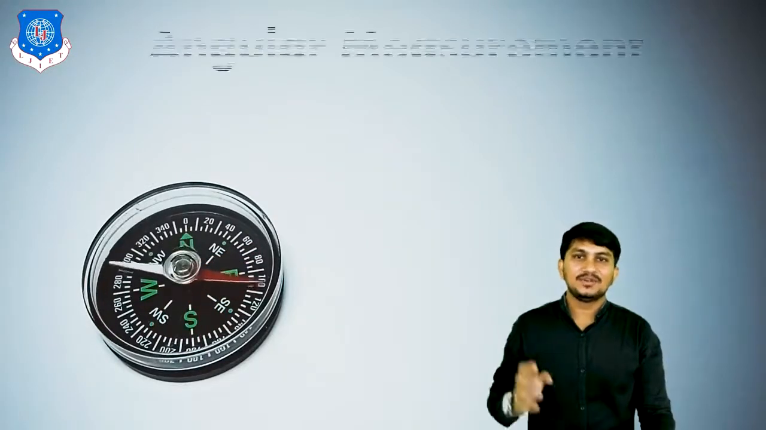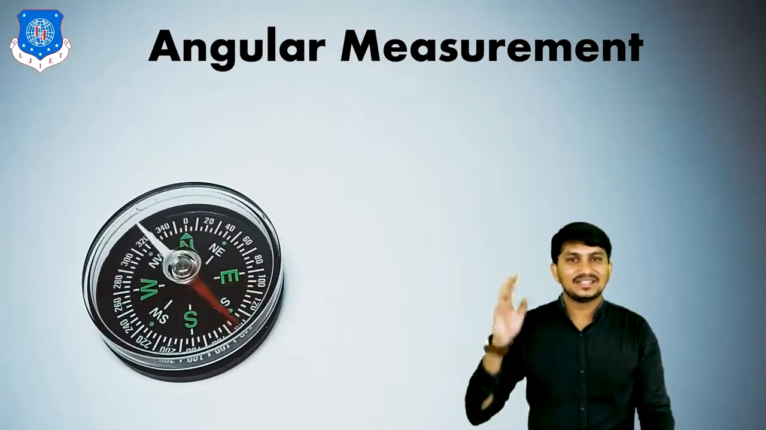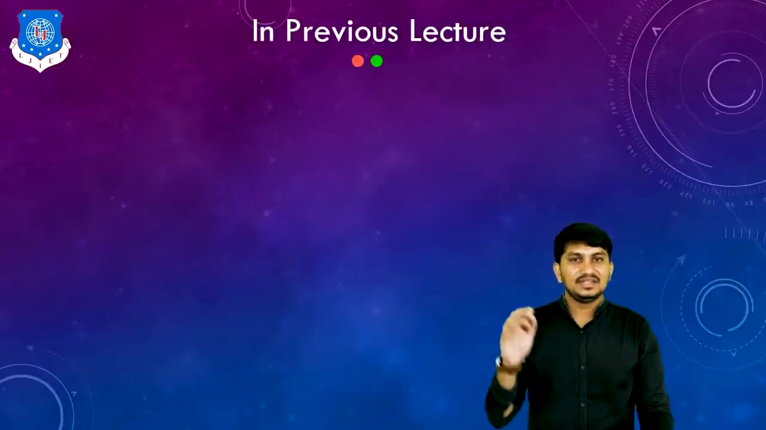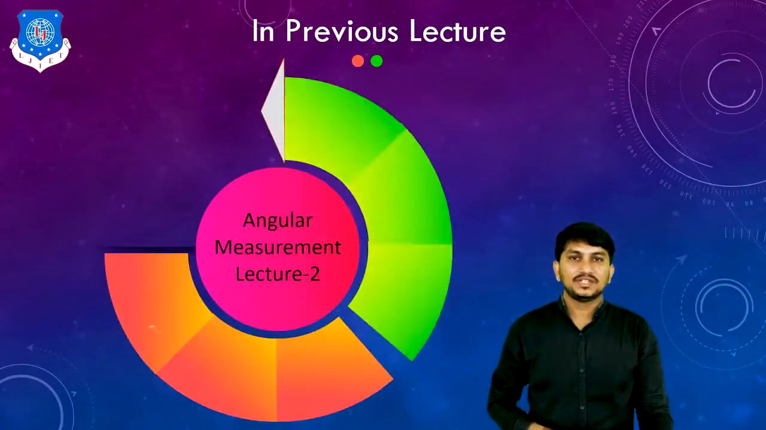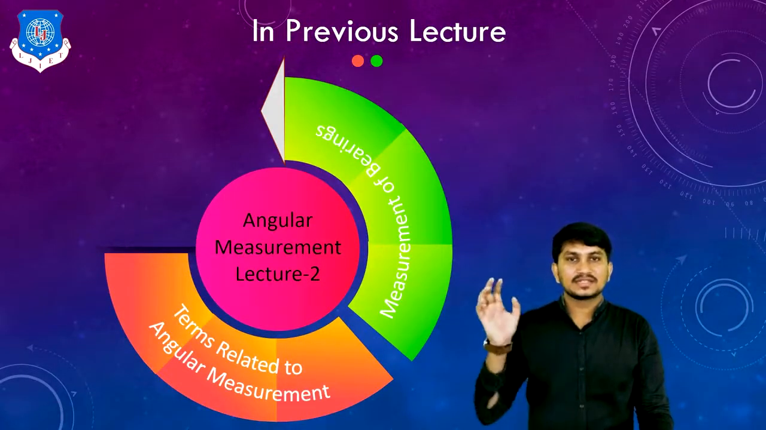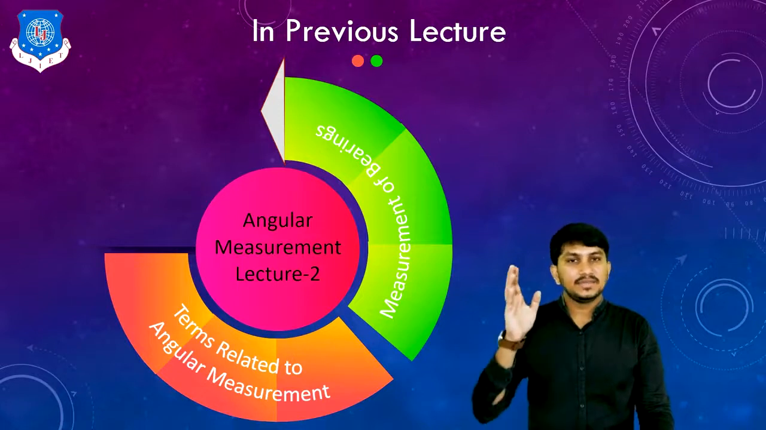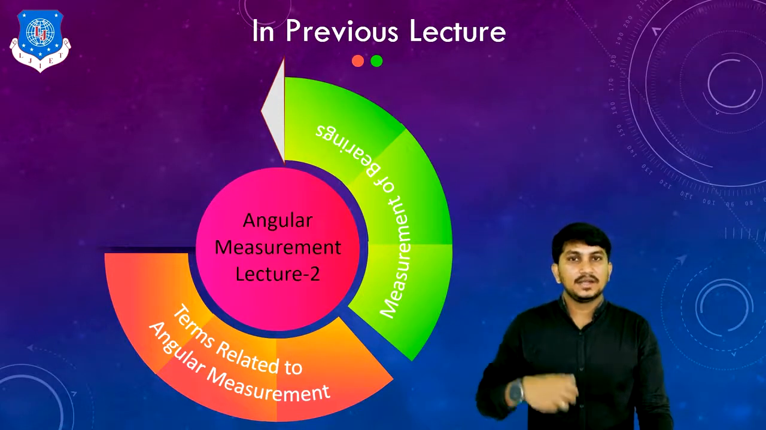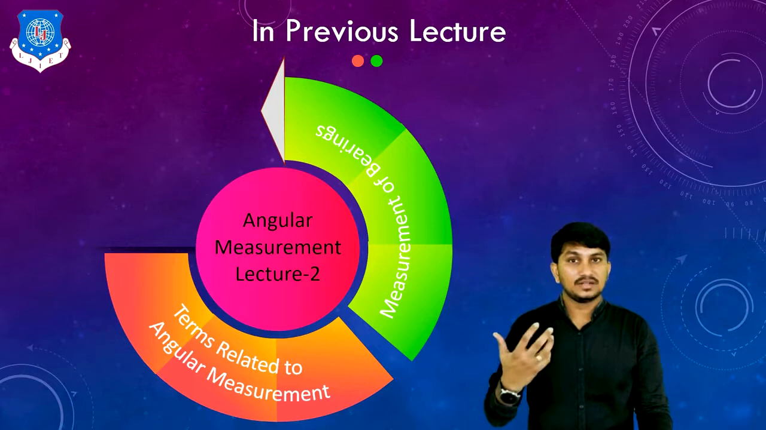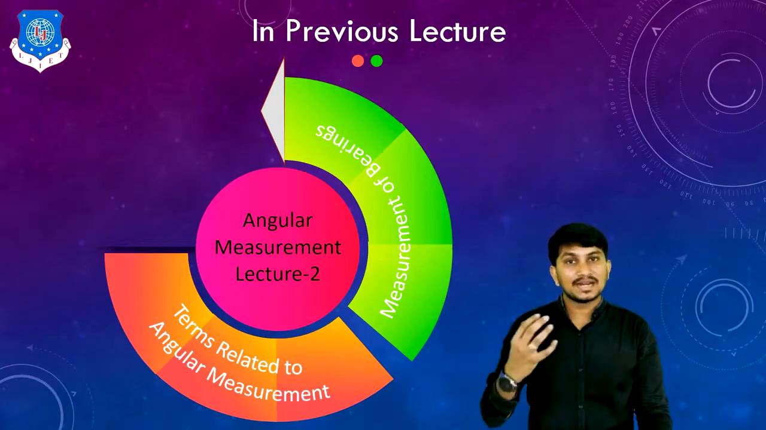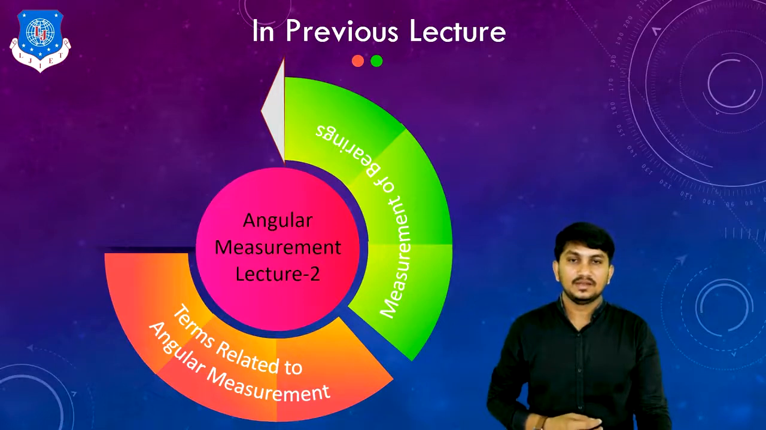Today's topic is angular measurement. This is the third lecture of this topic. In the last lecture, lecture number 2, we covered various terms related to angular measurement like meridian, declination, dip of a needle, and various lines, and measurements of bearings like the WCB method, whole circle bearing method, QB method, quadrant bearing method, and RB method, reduced bearing method.